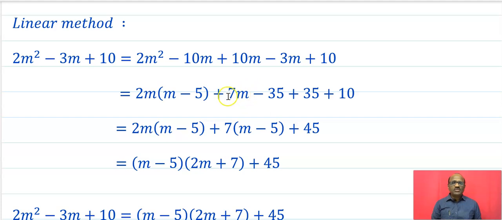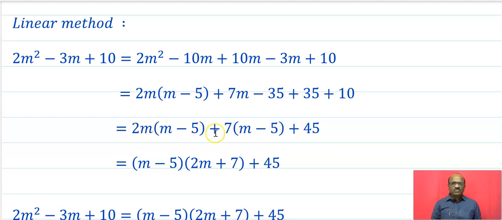So that in the bracket you must have m minus 5. Therefore what should be the next term? So that if you take the 7 as common, then in the bracket you will get m minus 5. Therefore that term must be the minus 35. Therefore here we are adjusting minus 35 and plus 35. Now take the 7 as common, then in the bracket m minus 5. 35 plus 10, that is 45.